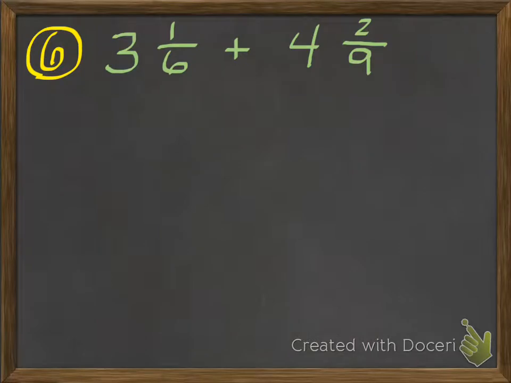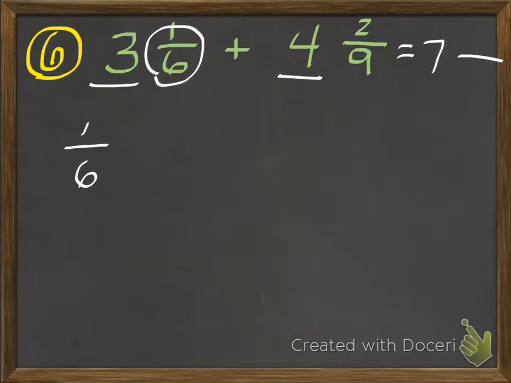Let's try another one. 3 1/6 plus 4 2/9. Okay, so I'm going to add 3 1/6 plus 4 2/9. Remember I told you you can just add the whole numbers together, and 3 plus 4 equals 7. And then we just have to find the fraction. So I have 1/6 left because I've already added the 3, and then I have 2/9 left because I've already added the 4.